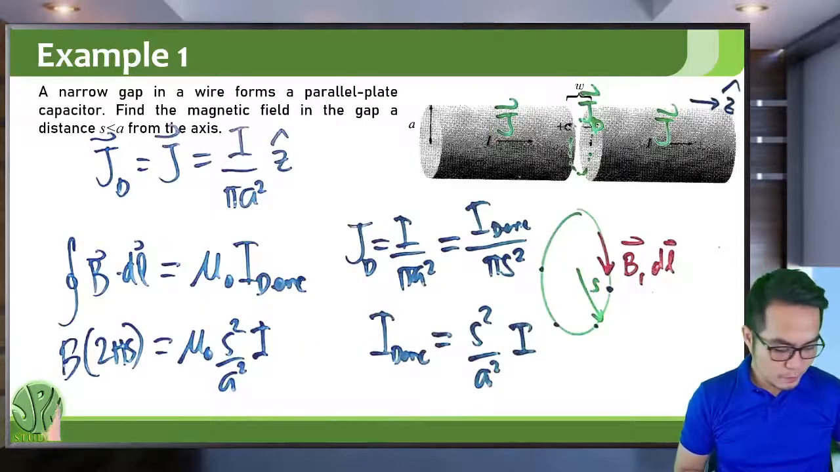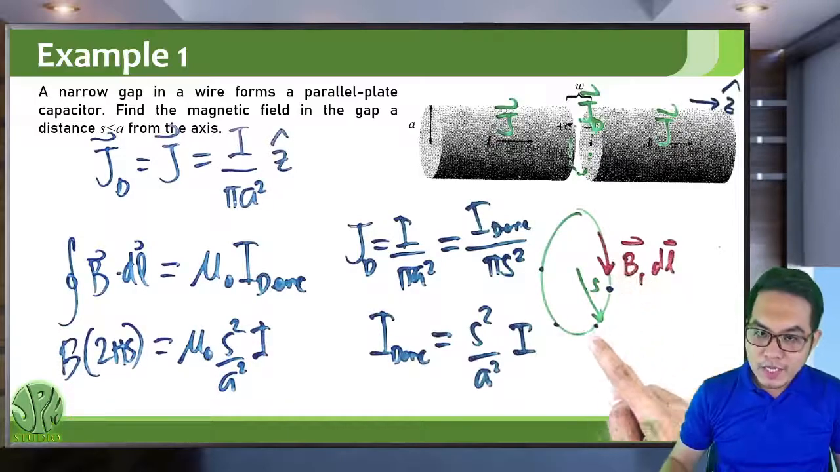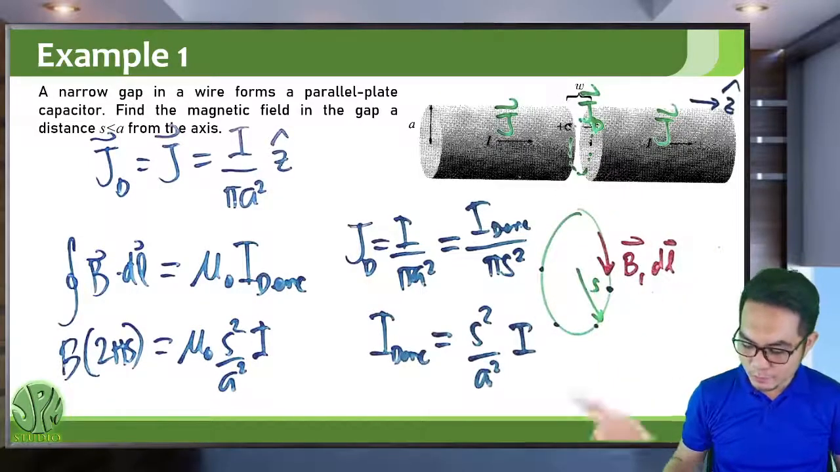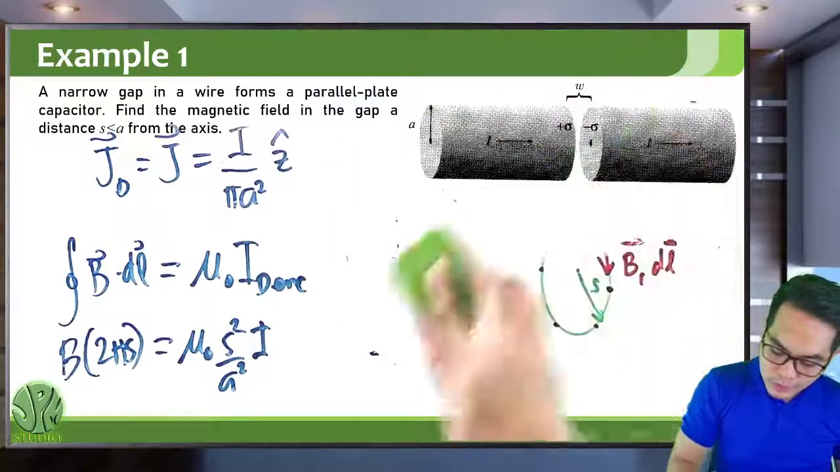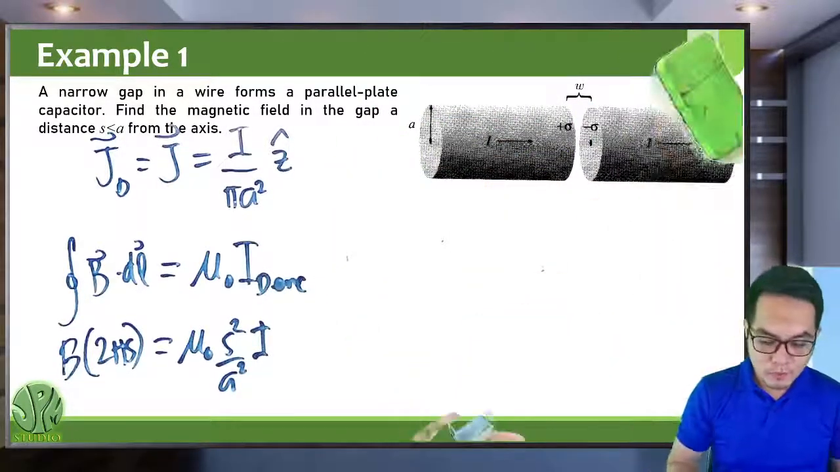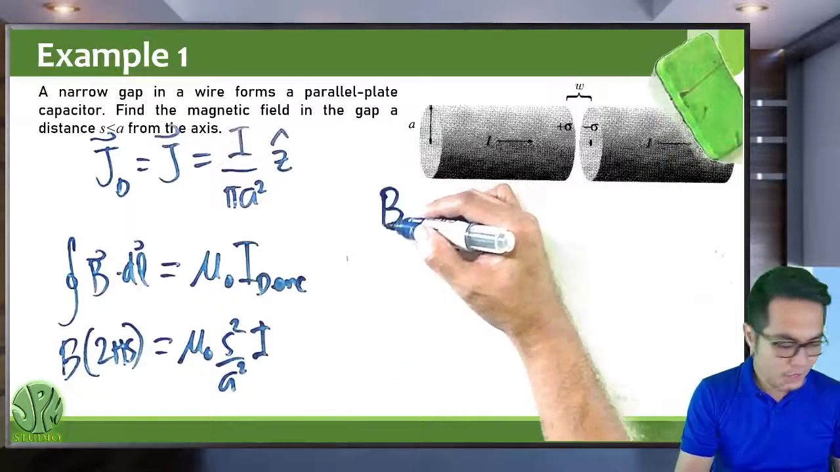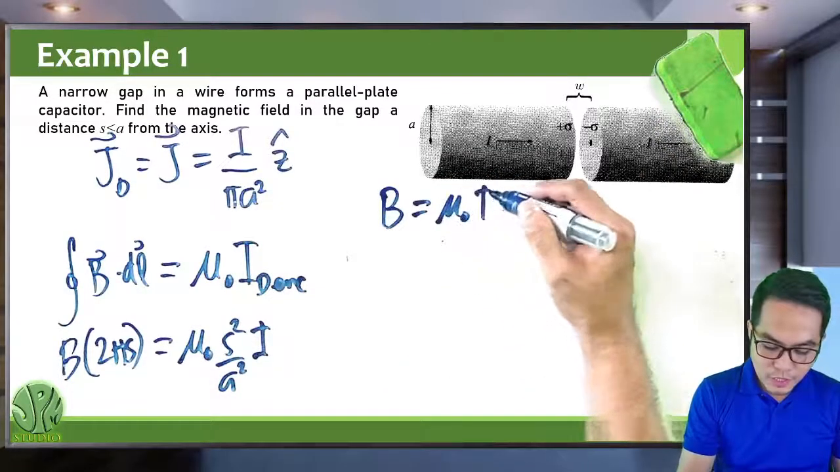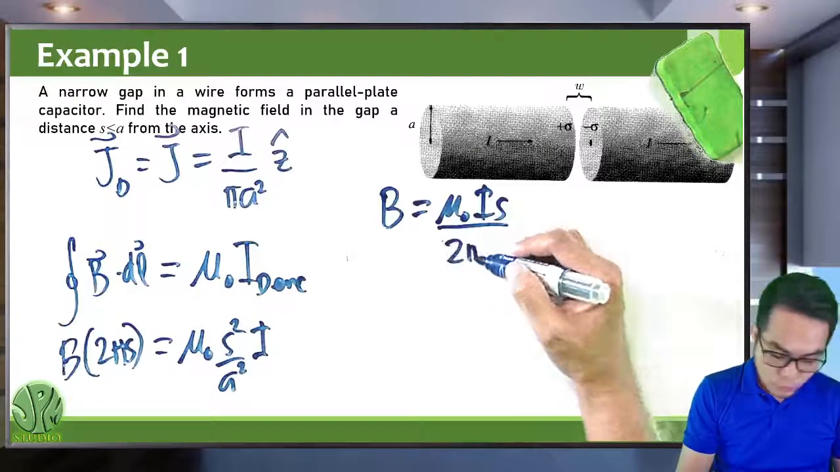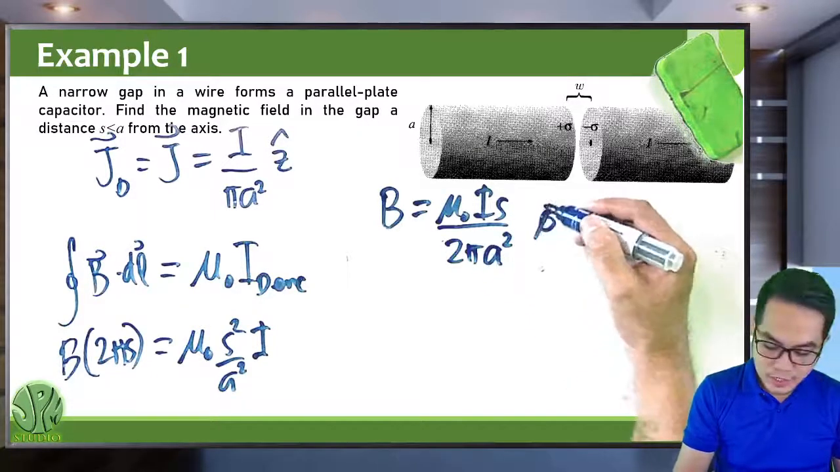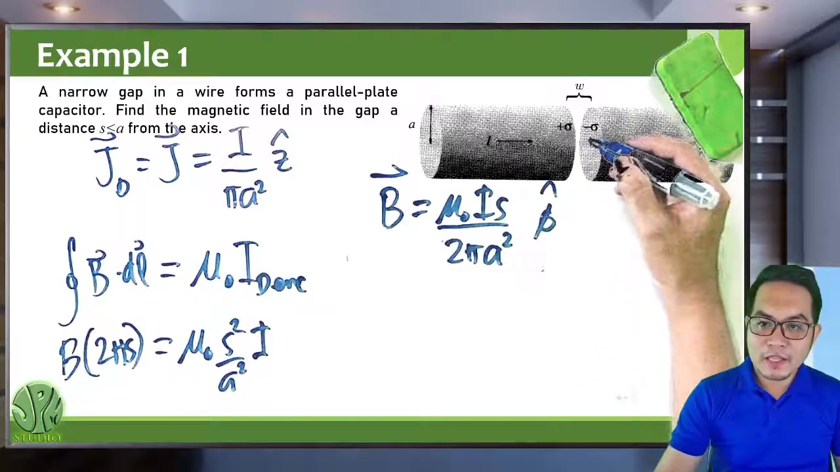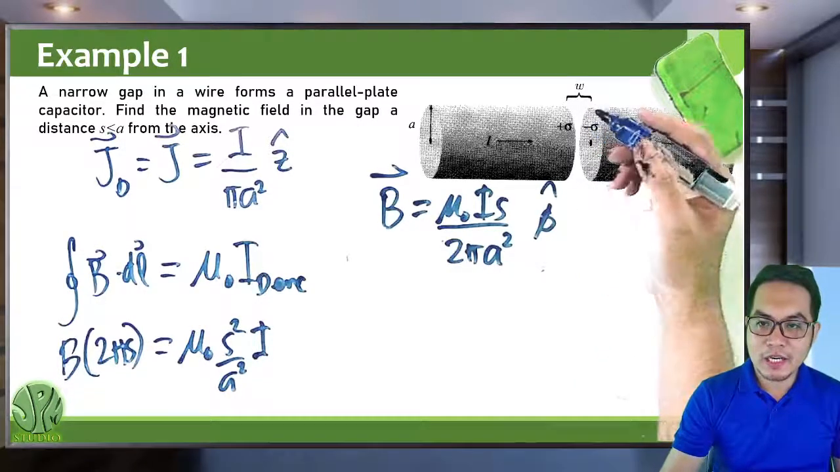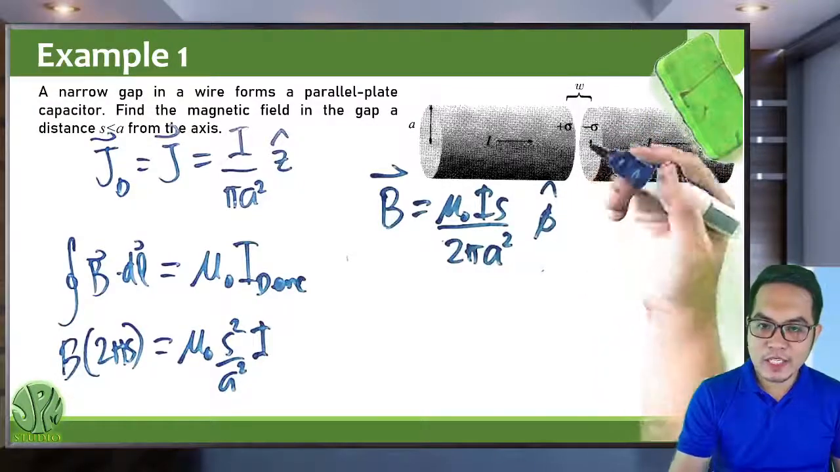So solve for B. We know that B is in the direction of phi hat, so B and dl are both in the phi hat direction. So we already knew the direction of B. We can now solve for its magnitude, and its magnitude is just equal to mu naught I s over 2 pi a squared, and its direction is phi hat. So this is now the magnetic field within the gap, and its direction is actually in the phi hat.